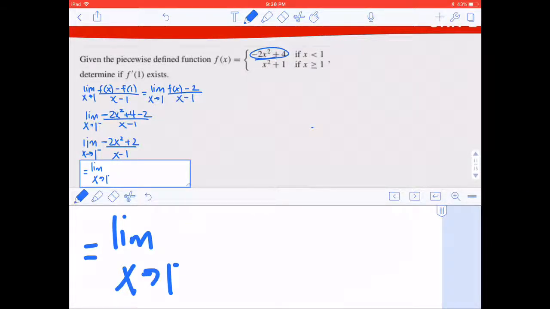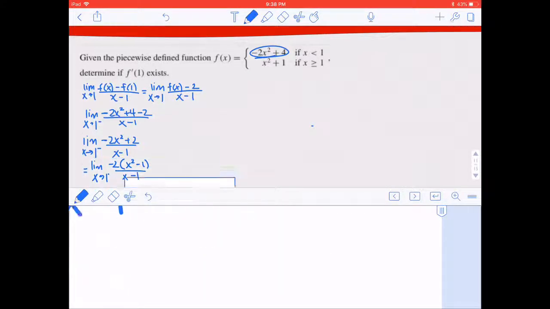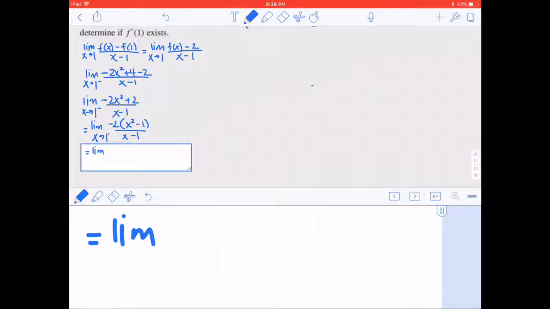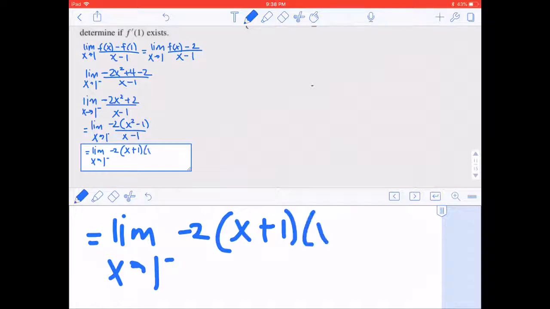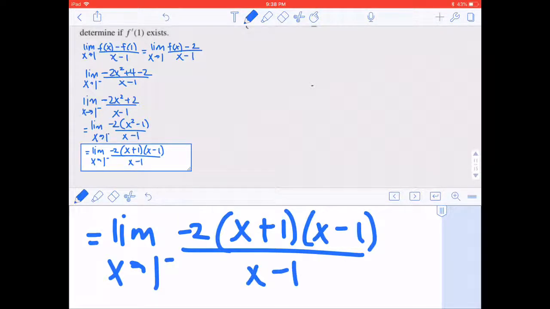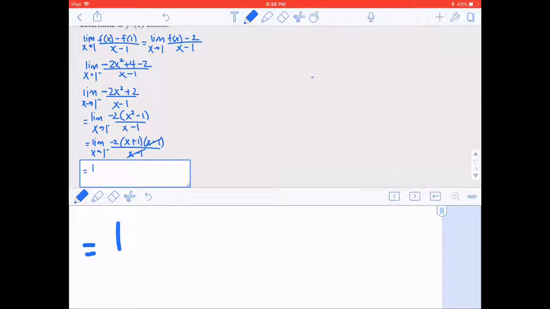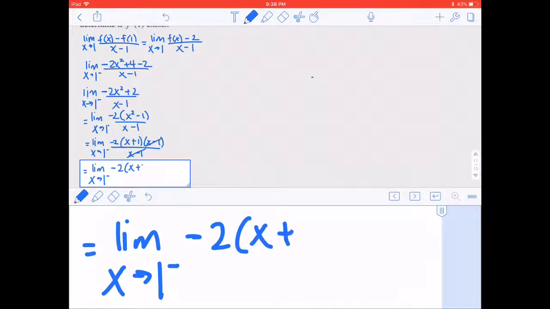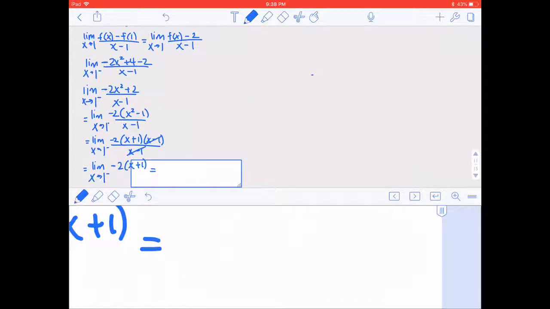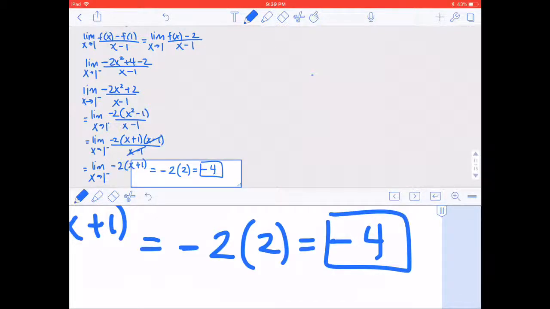Factoring out a negative 2 leaves me with x squared minus 1 over x minus 1. That is the difference of two squares. So we have negative 2 times x plus 1 times x minus 1. Those x minus 1's cancel. We get the limit as x goes to 1 from the left of negative 2 times x plus 1. And direct substitution tells us our limit has to be negative 2 times 2, which is negative 4. So that is our limit from the left side.